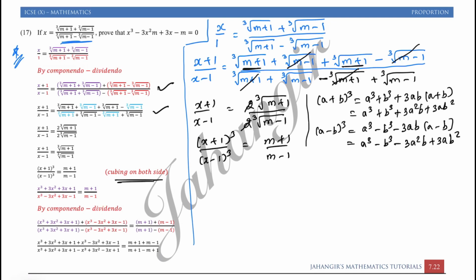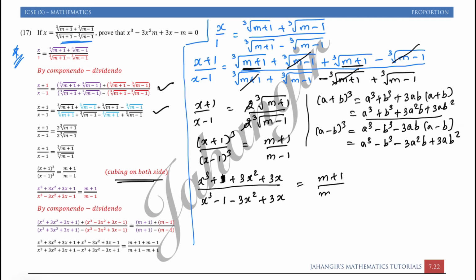Okay. Now we will put the identity over here. X cube plus 3x cube plus 1 plus 3x square plus 3x, this identity, upon x cube minus 1 minus 3x square plus 3x is equal to m plus 1 upon m minus 1.